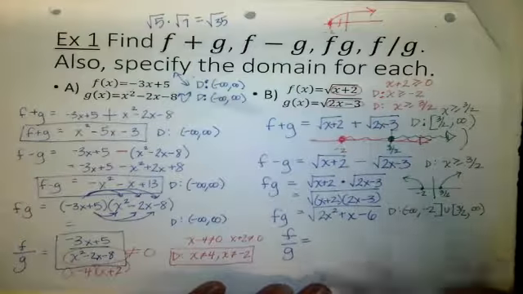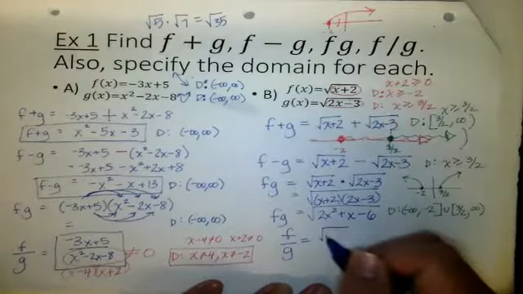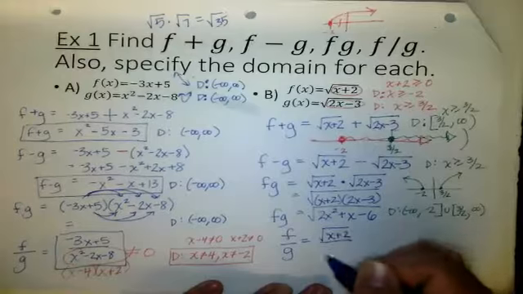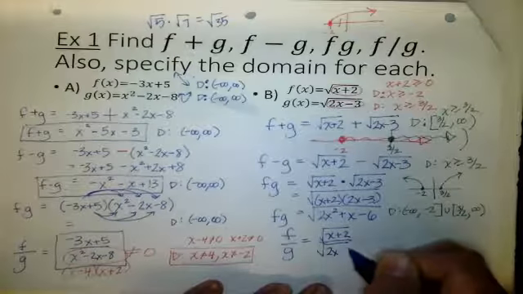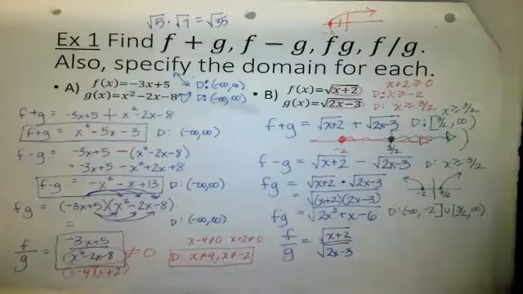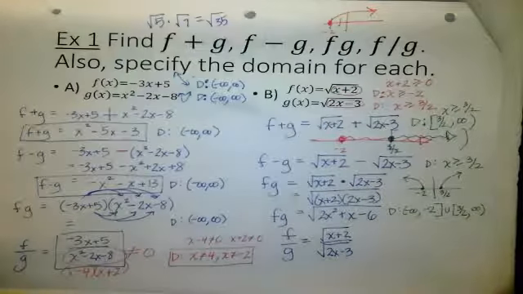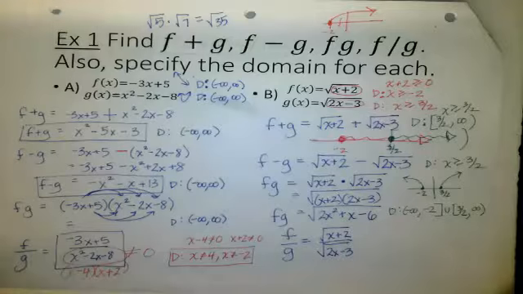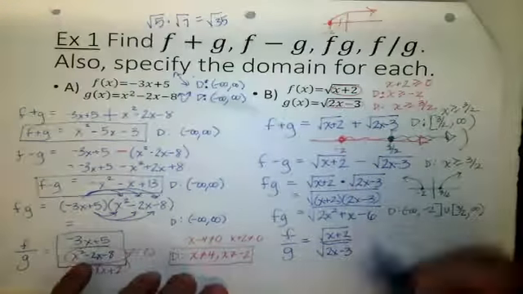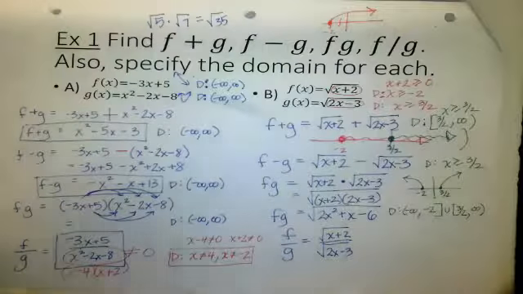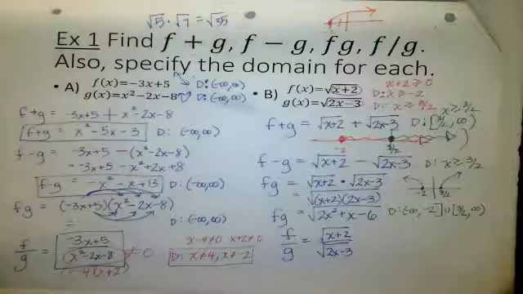All right, so f over g: x plus 2 over the square root of 2x minus 3. I'm going to leave it like that. We could put it under a giant radical, but it's not any more simple. This whole function, that's all we can do, really. But we need to figure out the domain, and this is a very complicated domain.